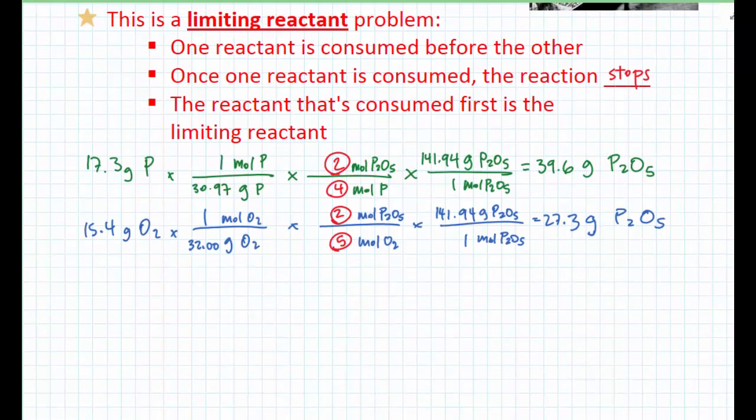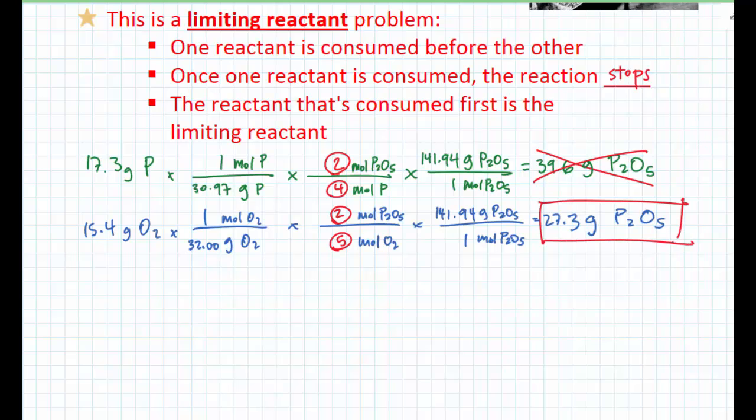In this example, what's going to happen as soon as 27.3 grams of P2O5 are formed? This calculation said that if we used up that 15.4 grams of O2, that would make 27.3 grams. So, the instant we hit 27.3 grams, that's when the O2 runs out. Okay? So, what we're actually going to do here, it doesn't matter that we have enough phosphorus to make 39.6 grams because we're never going to get that far. I want you to cross this one out. That larger value does not matter to us because the maximum we can make is right there.